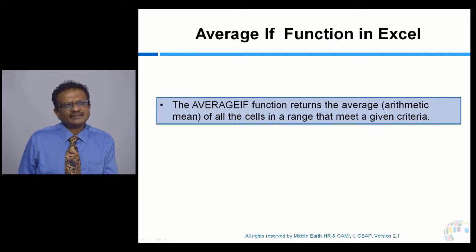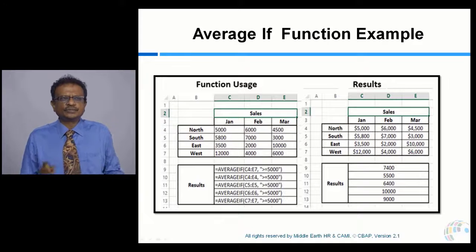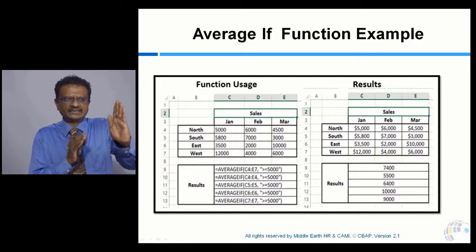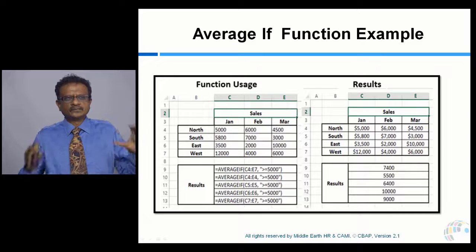Okay, before that, average if, let's discuss. Average if is a very simple function. Just like you have average, but you put the range. Let's say in this, the first example you can see is average of C4 to E7. So this is the complete set of data which we are using.